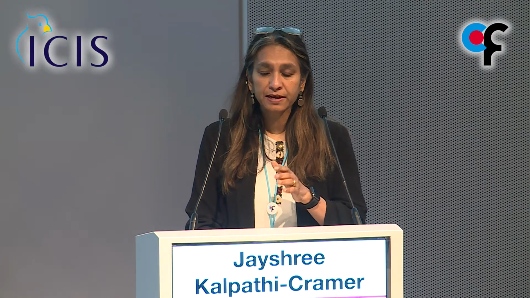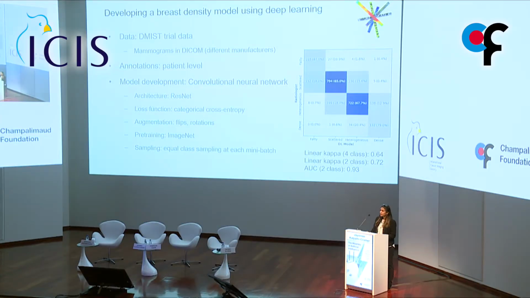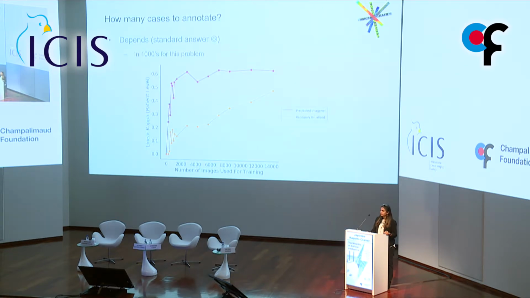So here again, going back to the same data from the DMIST trial, for instance, this was data from multiple manufacturers. So it was a multi-institution study where each site was doing the annotations separately. It was at the patient level. We created a fairly standard CNN. We used a ResNet architecture, and we got pretty good performance comparable to what was published, for instance, more recently. You have both 4 and 2 class, and you can see where the misclassifications tend to be.